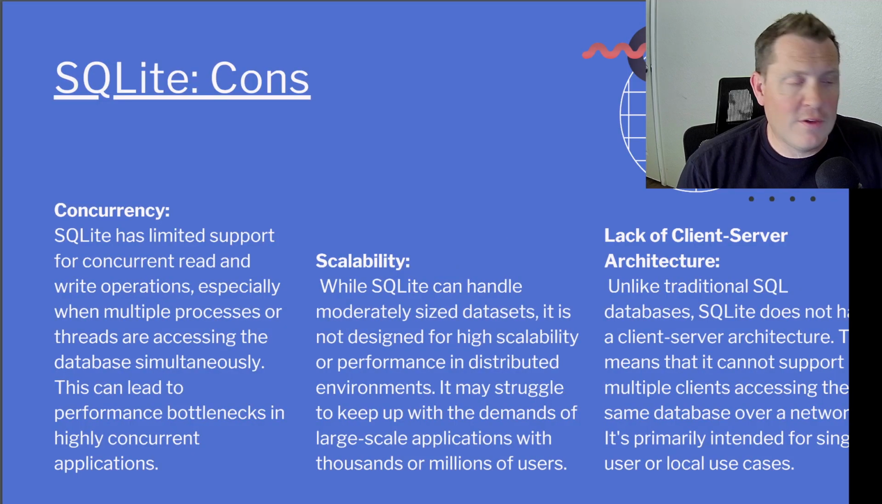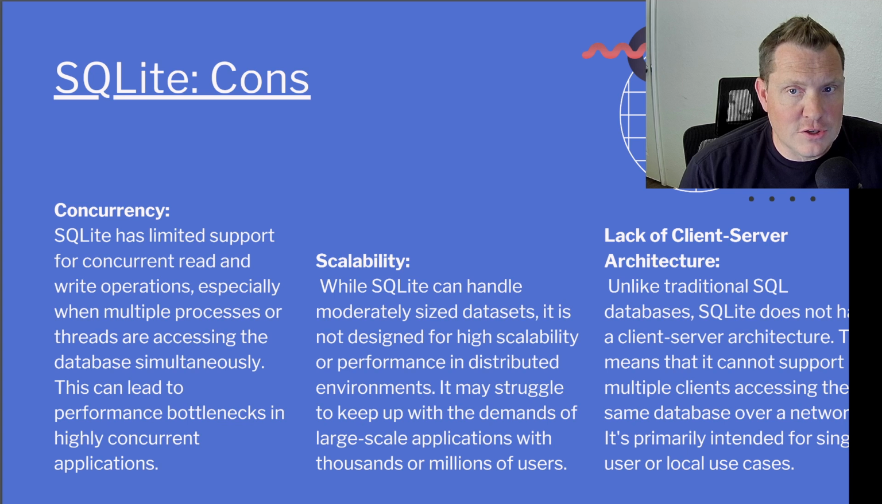So let's talk a little bit about SQLite cons. SQLite has very limited support for concurrent read and write operations, especially when multiple processes or threads are accessing the database simultaneously. This can lead to performance bottlenecks in highly concurrent applications. Now, usually this isn't a really big deal because you're using it as an embedded data source, most commonly with SQLite. Scalability is also one of its cons.